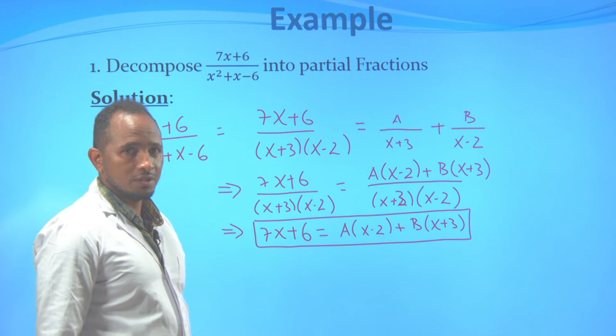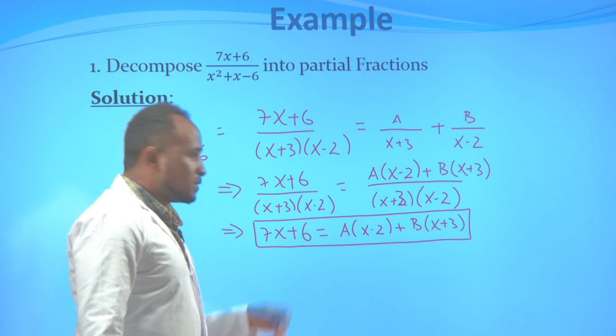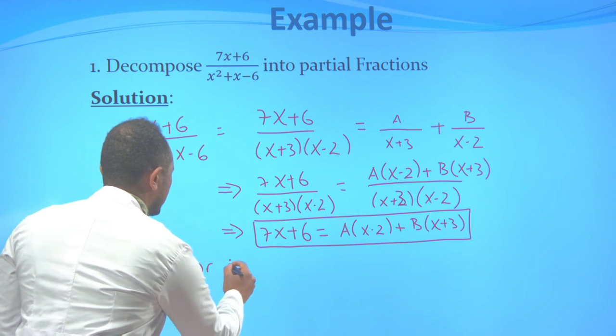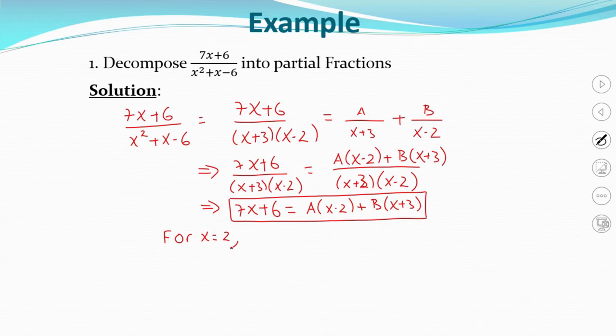But the easiest way is taking the value of x to be 2, so this term becomes 0 and you can find the value of b. For x equal to 2, our expression will be 7 times 2 plus 6 equals a times (2 minus 2) plus b times (2 plus 3). So this cancels, it's 0. 7 times 2 is 14, 14 plus 6 is 20, so 20 equals 5b. Dividing by 5 on both sides, b is equal to 4.